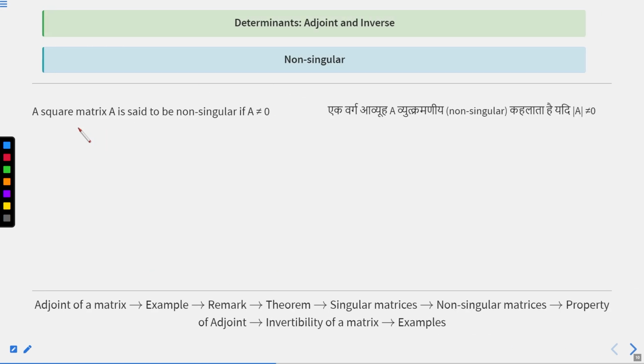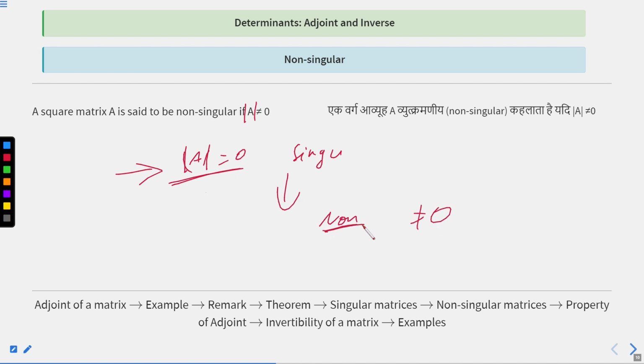Okay. So if you try to memorize both, you will get confused about what to say when this happened and when that happened. So you only have to remember one, which is this. Whenever you have determinant equal to 0, you call that matrix a singular matrix, and the opposite of that means non-singular. Non-singular means non, so non means not 0.